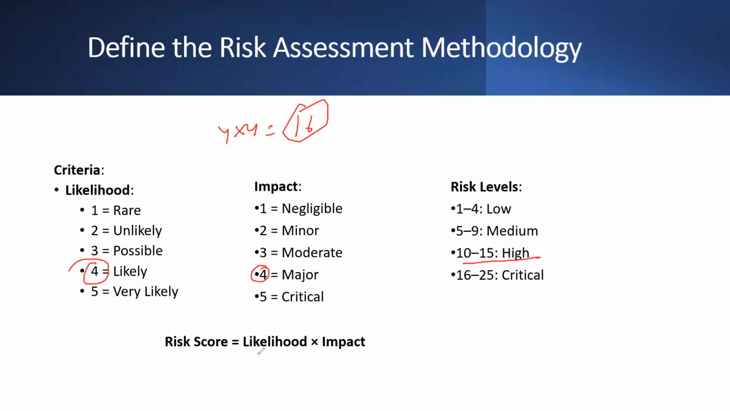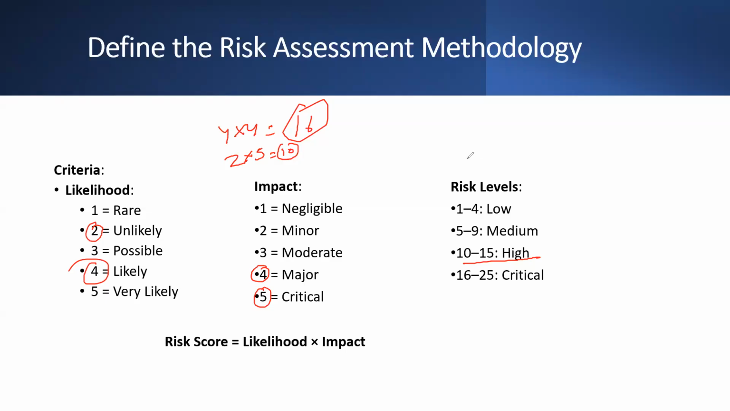If the risk is unlikely, but the impact is critical, what will be my risk level? 2 into 5. So what am I getting? 10. It's sitting under 2, and again high. So like this, I will be calculating the risk score.